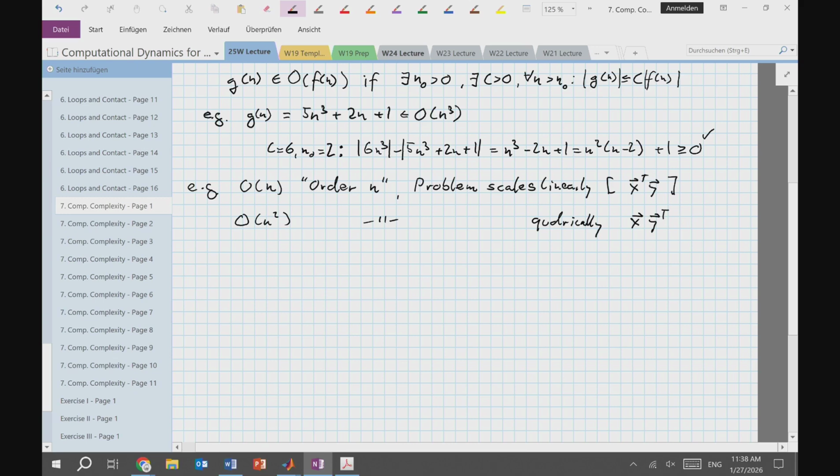You have another example for something that would scale quadratically. Who can think of another operation where we have two nested for loops?